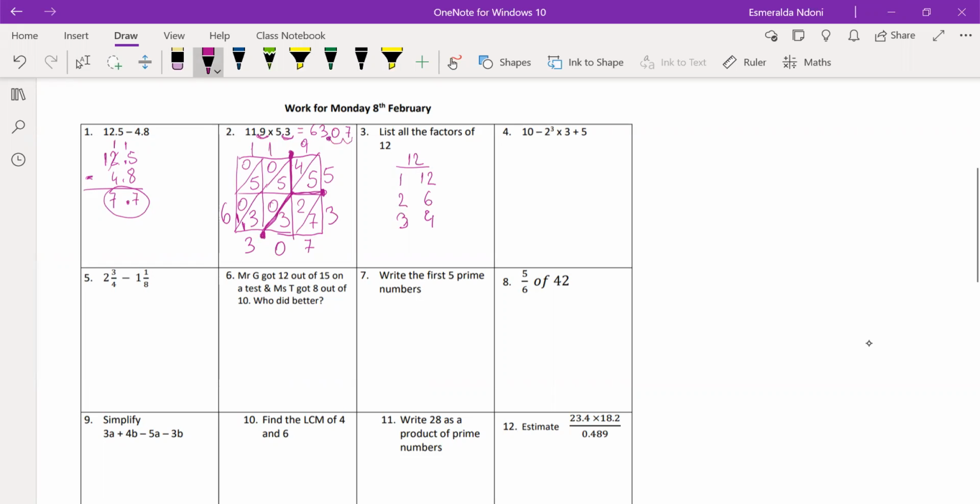Number 4, this is a BIDMAS question. Like Danae did it in class, every time she wrote it on the side and she never got it wrong. So let's do just that. BIDMAS, have I got brackets? No. Have I got index? I do. So let's work that out. Everything else stays the same. You do not touch anything else. So 2 cubed gave me an 8, and that was the index.